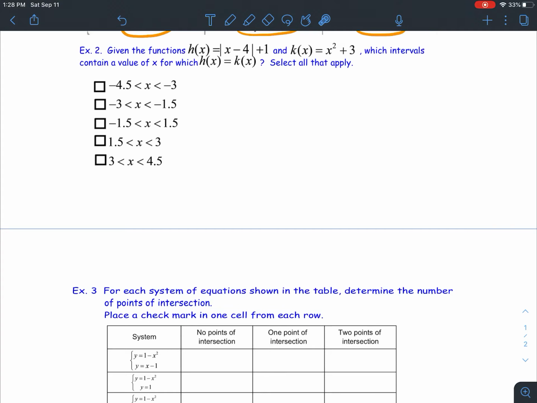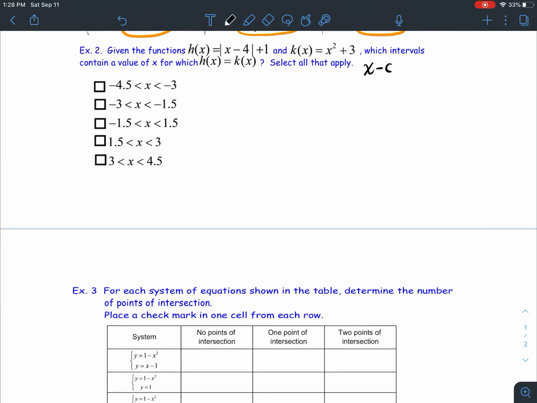So here's what we want to do. We want to graph function h of x and k of x, and it says which intervals contain a value of x for which h of x equals k of x. Now remember, these are the y coordinates, so we're just trying to figure out what are the x coordinates essentially of the intersection points. Okay, well, that's what we want to try to find first.